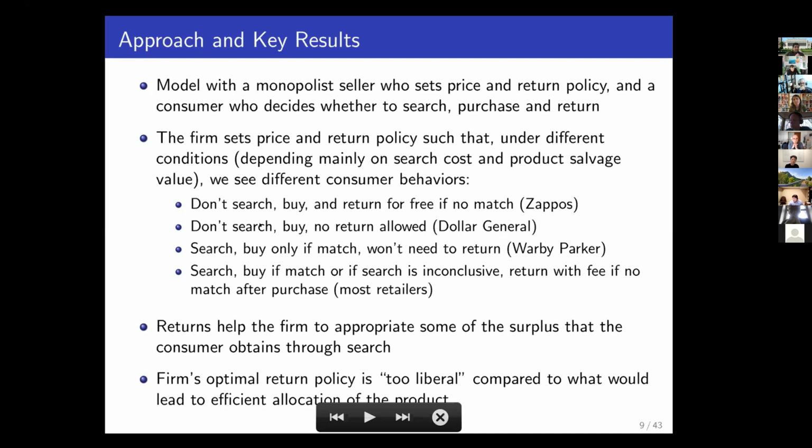But what is also interesting is that the firm's optimal return policy is too liberal, right? It's a very good policy compared to what would lead to efficient allocation of the product. Efficient allocation being that whoever in the end has the highest match value with the product gets it, it could be the consumer or it could be the firm. One could set a return policy to achieve that. If we take that as a benchmark, then the return policy that is optimal for the firm is too liberal. And I think there is generally a feeling that return policies are very liberal, right? You just get a full refund and so on. And this tends to explain that. So these are the high level results.